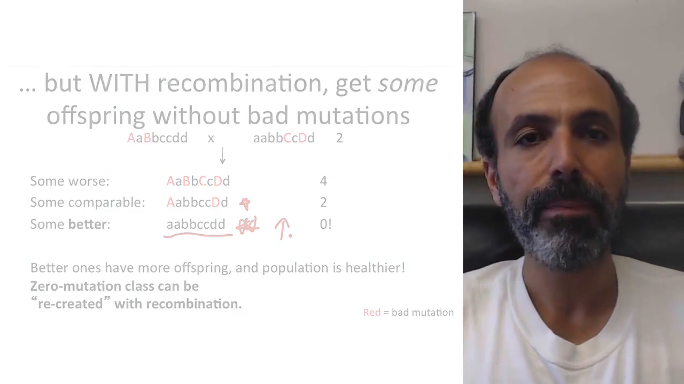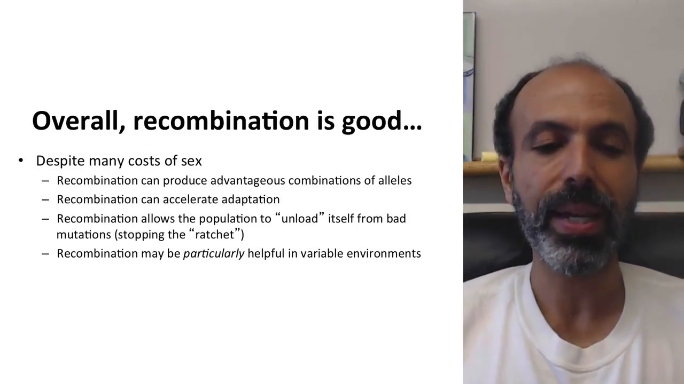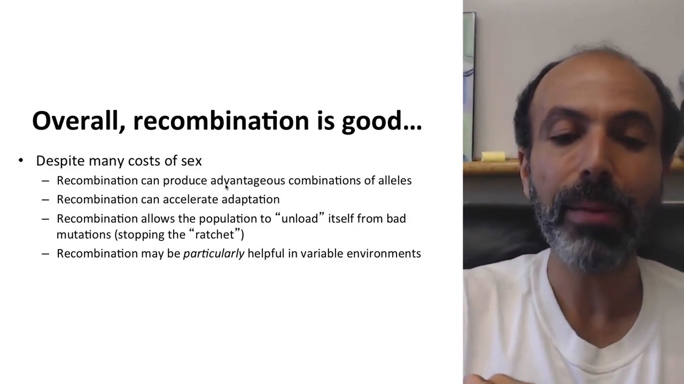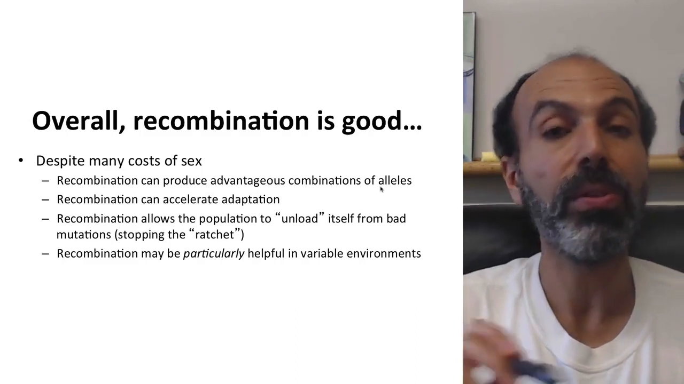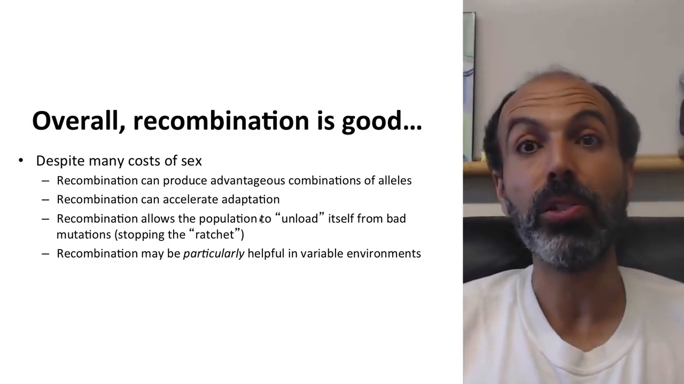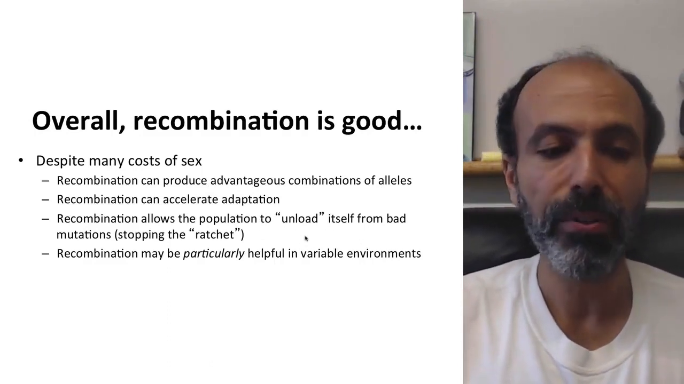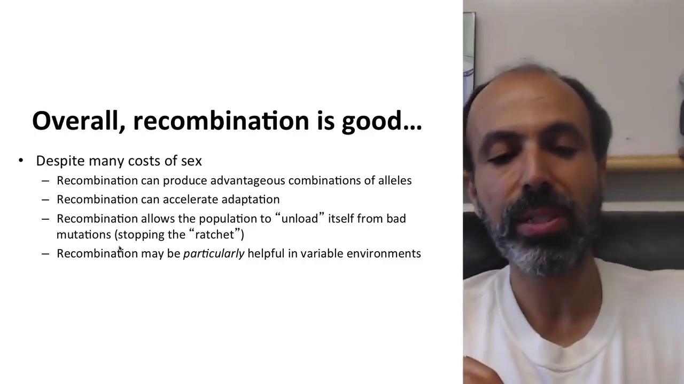So overall, we'd have to say recombination is good despite the many costs of sex, because recombination can produce these advantageous combinations of alleles, as I showed you, and in that regard, it can accelerate adaptation. Recombination also allows the population to unload these bad mutations. Essentially, it stops the ratchet.